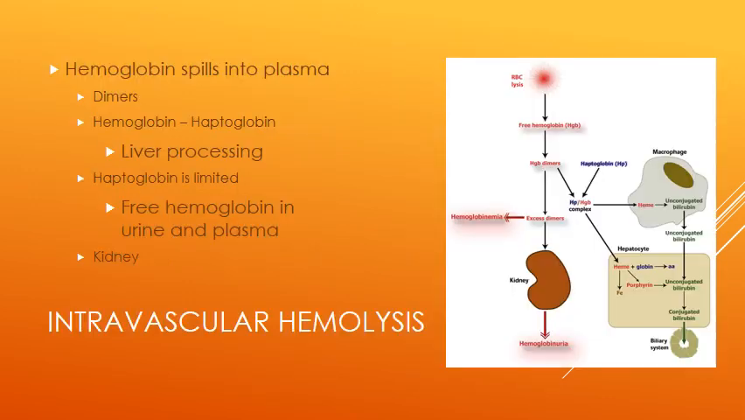So if we look specifically at what happens when hemoglobin spills into the plasma, the damaged red cells are going to release this hemoglobin, which is really a toxic substance, directly into the plasma. But it doesn't stay that way in the plasma. Once it's released, it immediately splits into two halves. They're called dimers, okay? Those dimers are then going to be bound to haptoglobin.